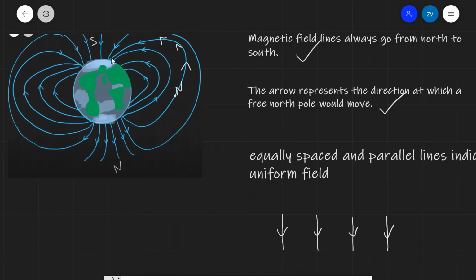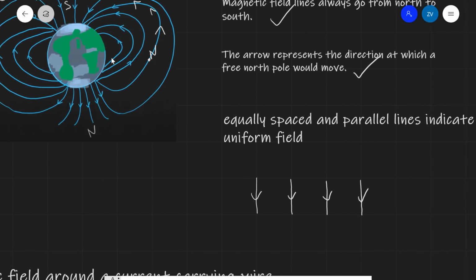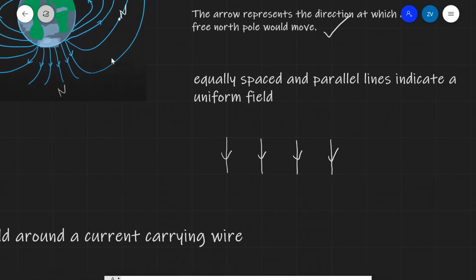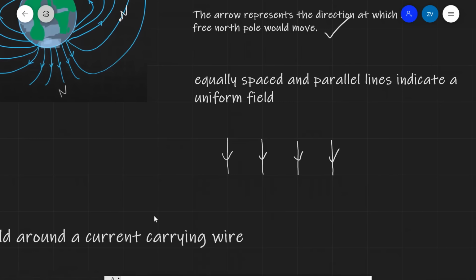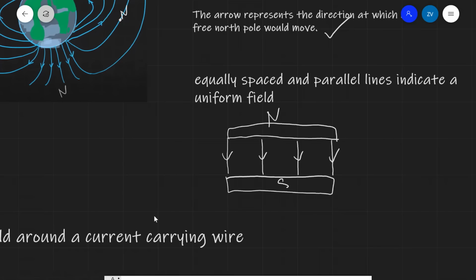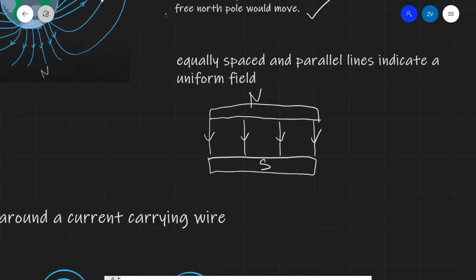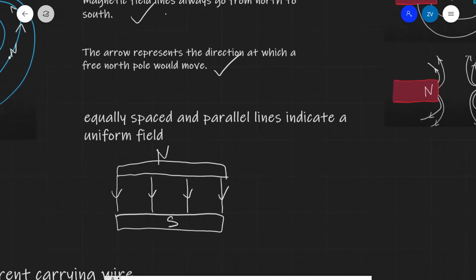If we had equally spaced and parallel lines, then this would indicate a uniform field. For instance, in this case, I have some equally spaced parallel lines, which would mean that over here we would have a North Pole somewhere like that, and down here we would have a South Pole with some uniform field between them.